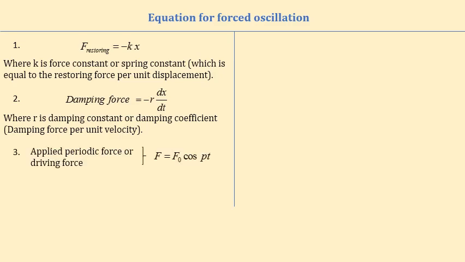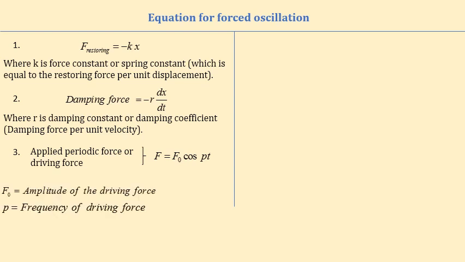The third force, the force which we are giving externally to sustain the oscillation, is nothing but the applied periodic force or driving force, and we can represent that force as F equal to F naught cos pt, where F naught is the amplitude of the driving force and p is the frequency of the driving force. From Newton's second law we know force F is equal to m into d square x by dt square.